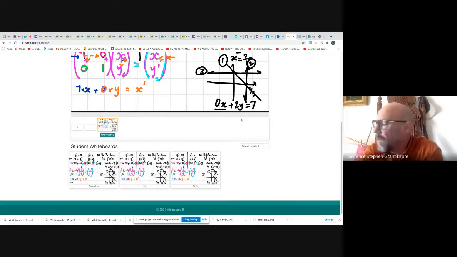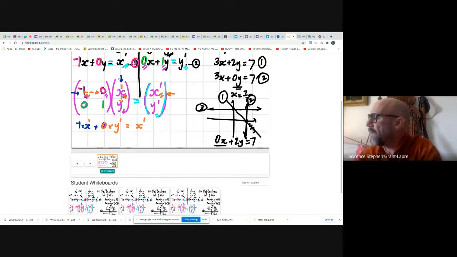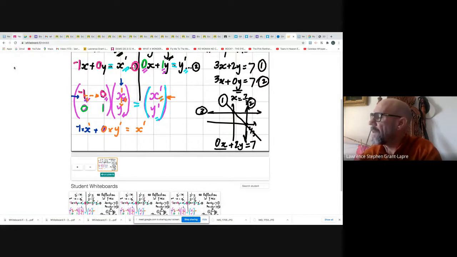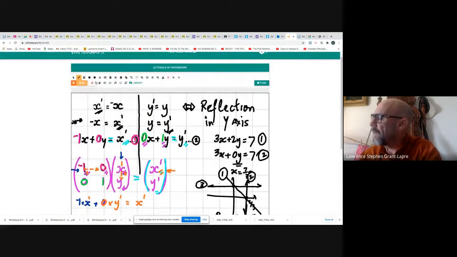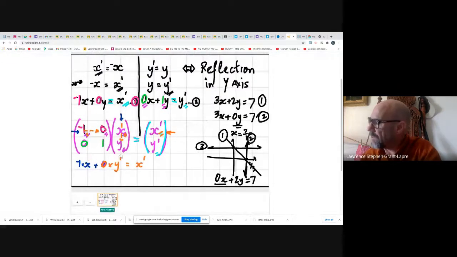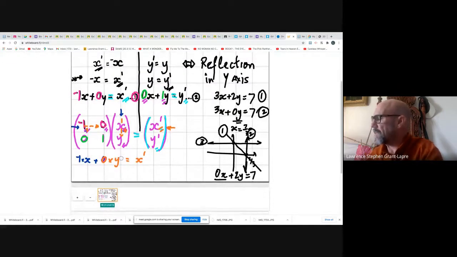Oh, I missed the image mark up here. No, no, there was no image mark. Sorry, I don't know what I'm thinking. Let me just rub that out. We were correct. It's just -1 times x, 0 times y equals x image. Okay, good.